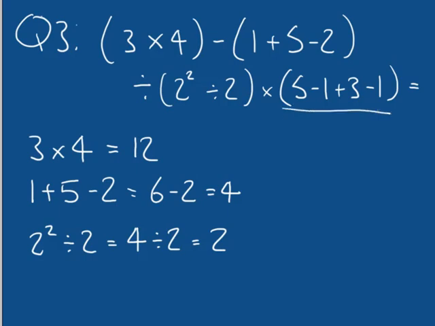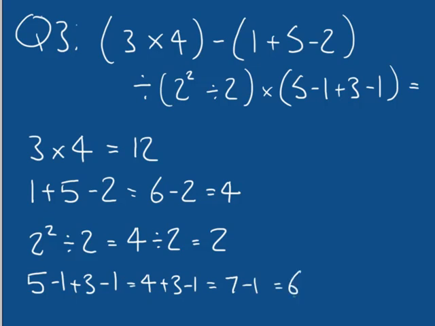And finally, 5 minus 1 plus 3 minus 1. Again, we've got multiple additions and subtractions which have the same precedence, so we're going to work from left to right. So 5 minus 1 is 4, plus 3 is 7, minus 1 is 6. So we have each of the parts of our various parentheses evaluated. So let's put them back into our equation.